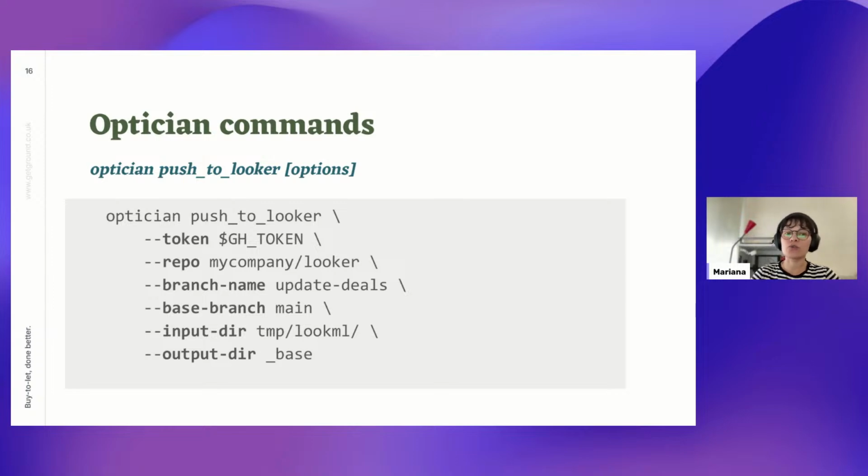There is also the push to looker command that pushes these generated LookML view files from your local machine to the Looker repo and creates a new branch. For this, you need to pass a valid GitHub token as authentication, the name of your repo, the name of the new branch, and the name of the base branch. You also need to specify the input directory where the LookML views are and the output directory within your Looker repo where you want to write the views. This command is optional, but it makes it very easy to interact with the Looker repo when developing.